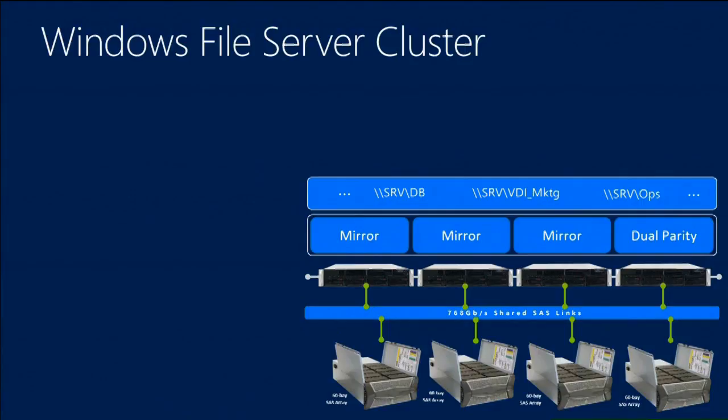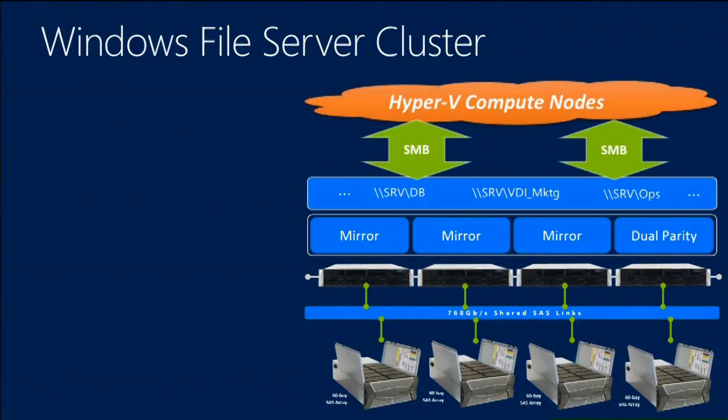From CSV, I create a scale-out file server. With scale-out file server, each node in the cluster is now a file server. What that means is that data access coming down to my cluster is load balanced and distributed throughout the cluster. This significantly improves my performance. From scale-out file server, my storage is shared out to my virtualized workloads, my Hyper-V compute nodes, and this is done through SMB. So I have all the great benefits of SMB3 that I'm sure, yes, sir, question.